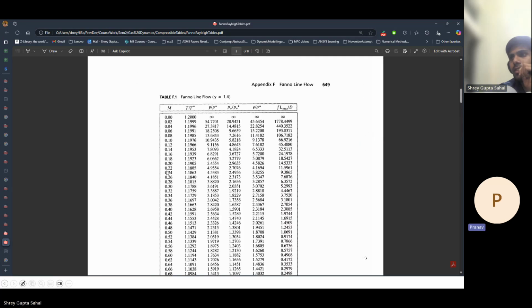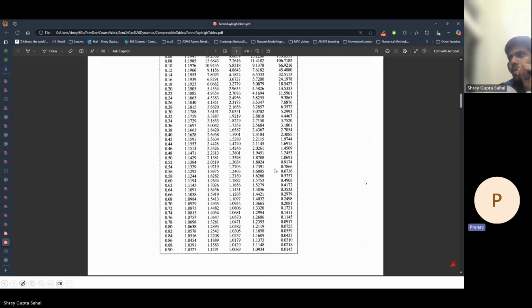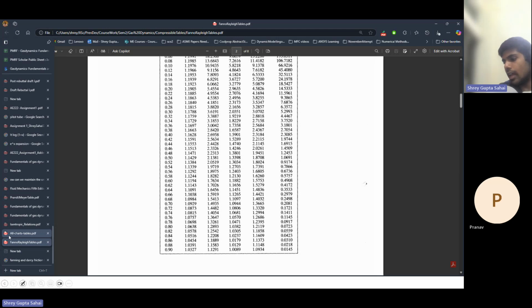It's between 0.7866 and 0.6736, so about 0.7286. Okay, got that, 0.7286. Now let's calculate what 4FL is. It's delta L by D.